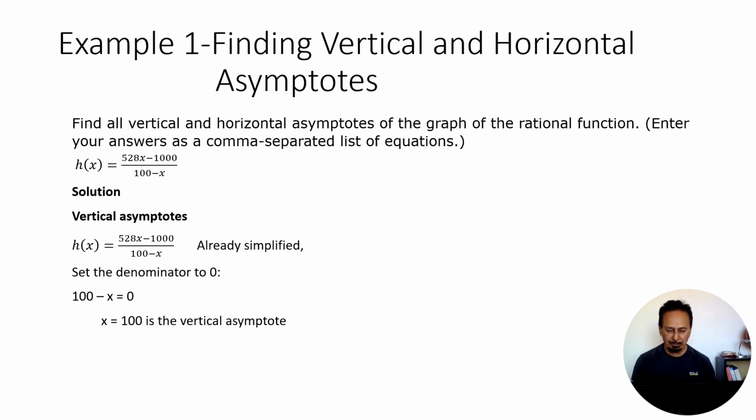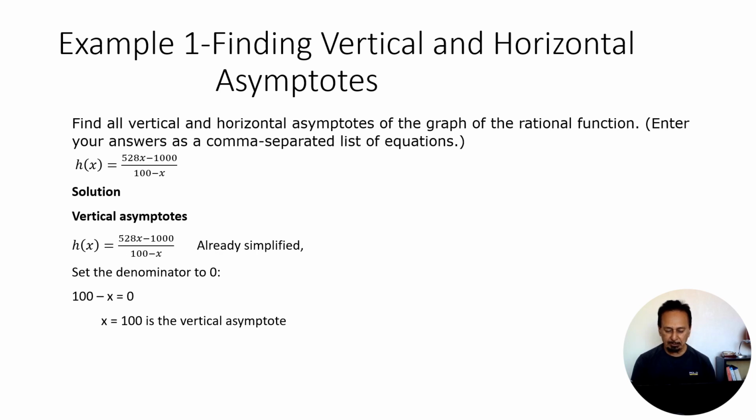So here the function is h of x equals 528x minus 1000 over 100 minus x. Vertical asymptotes. To find the vertical asymptotes, first you simplify. As you notice, we cannot simplify further, so it's already simplified. To find the vertical asymptote, all you have to do is set the denominator, 100 minus x, to 0. So we have 100 minus x equal to 0. Now we're going to solve for x.